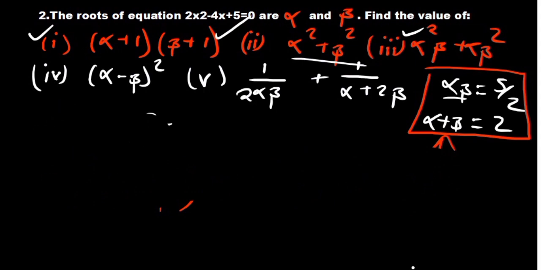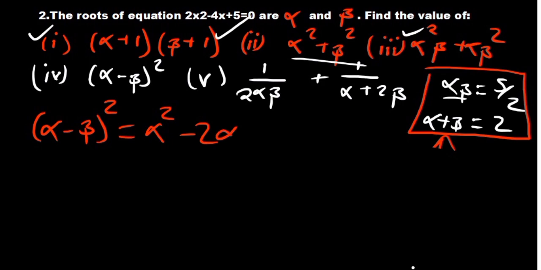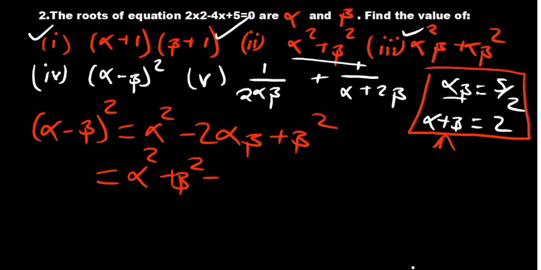We are on number 4. Number 4 says (alpha minus beta) squared. So if you expand this, what are you going to have? What you're going to have is alpha by alpha is alpha squared. Then you have 2 alpha beta difference here, then plus beta squared. So we have alpha squared plus beta squared minus 2 alpha beta.